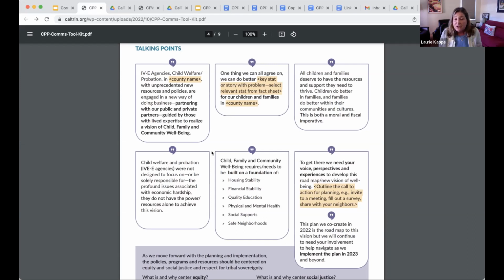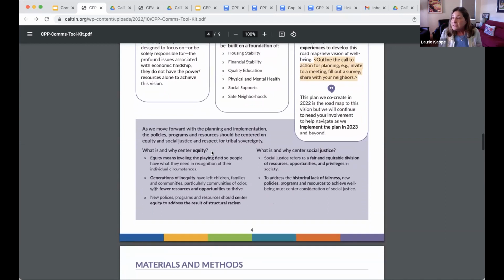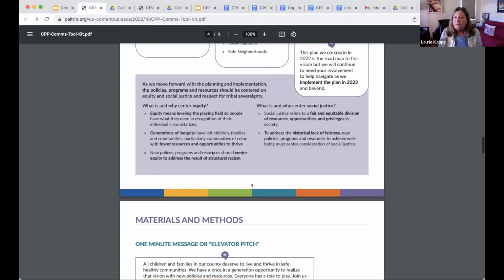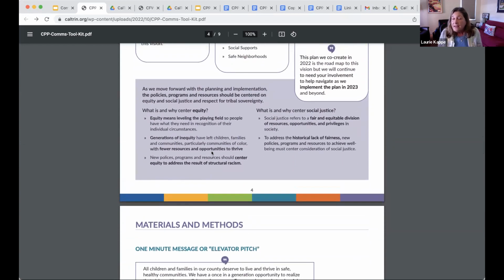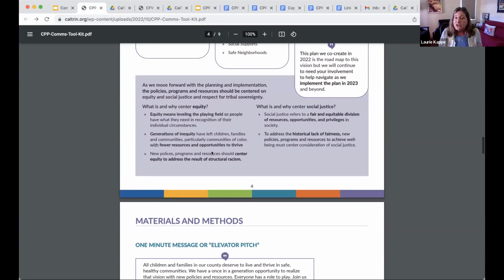And just at the bottom, I have a quick note, because the words equity and social justice are really important to all of our thinking about all of the work that we're doing going forward. So I just gave a few bullet points here to give a little bit more definition to why we're using those words, because all our policies, programs, and resources should be centered on equity, social justice, and respect for tribal sovereignty.